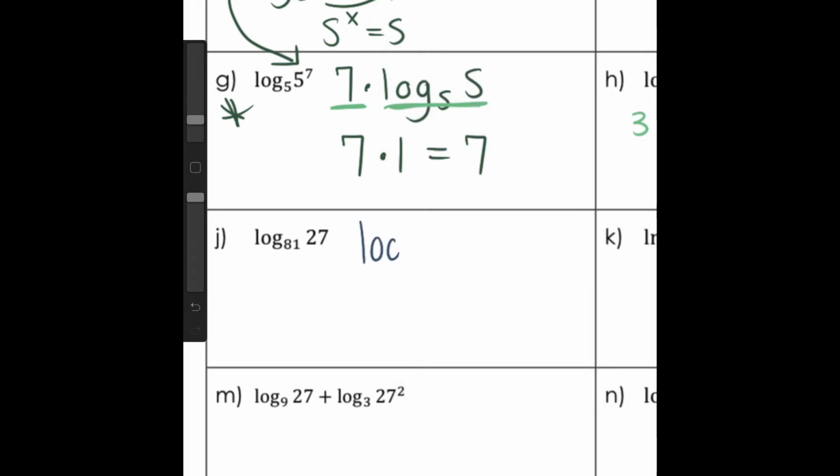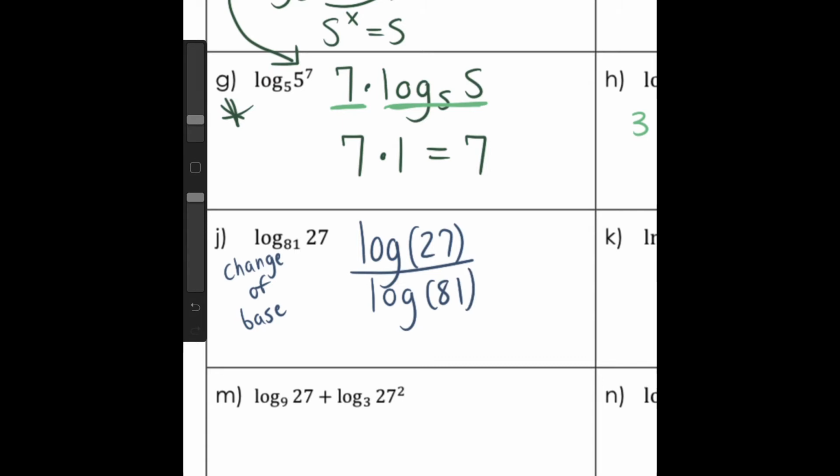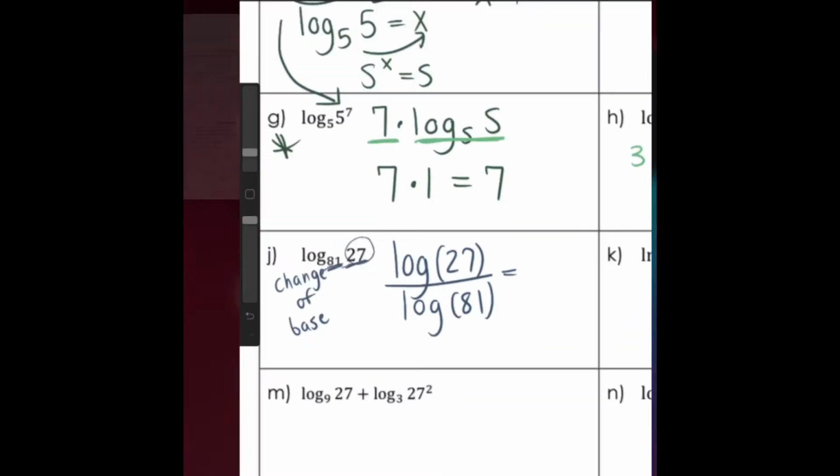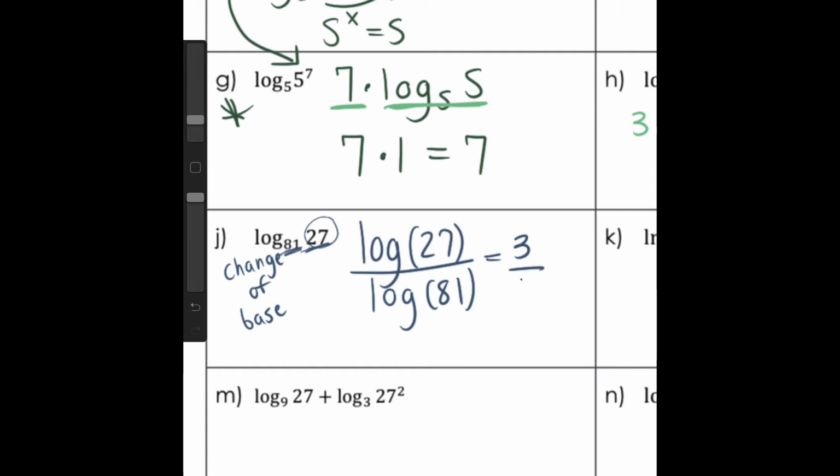This is the change of base rule. Log of 27 over log of 81. So anytime you have the number out here and a number here, you can just do log of this number over log of the base. And this comes out to be 0.75, also known as 3/4.